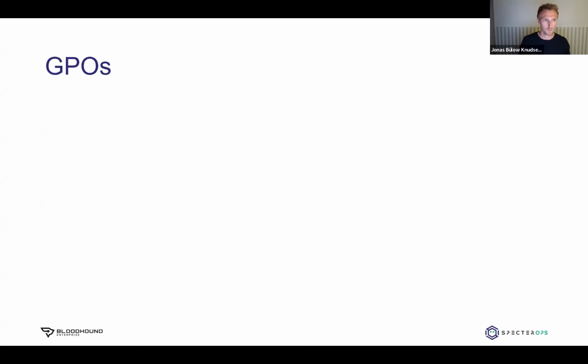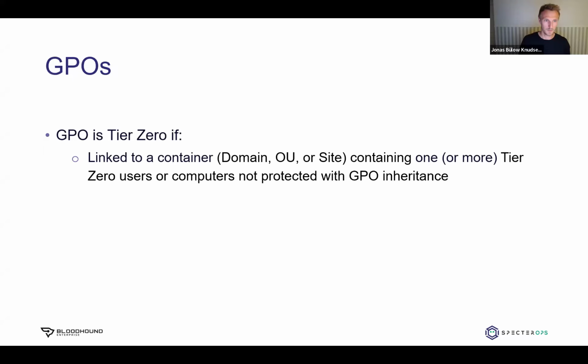We came up with this definition at first. A GPO is tier 0 if it's linked to a container, and a GPO can be linked to the domain, to OUs, and also sites. And if any of these containers contain one or more tier 0 users or computers not protected with GPO inheritance, then it is a tier 0 GPO.